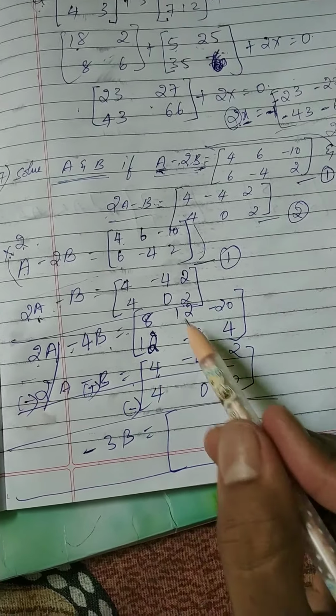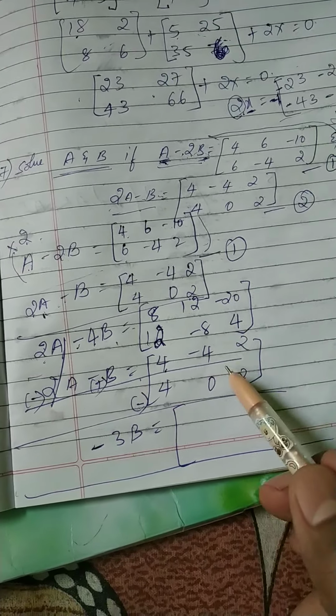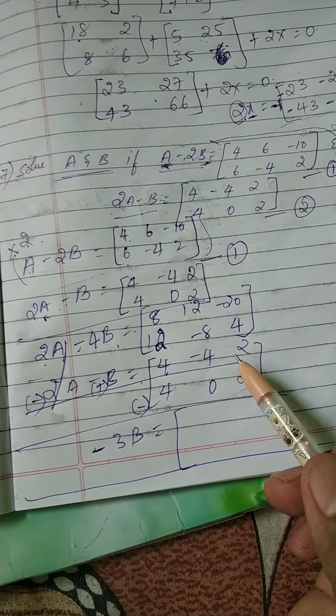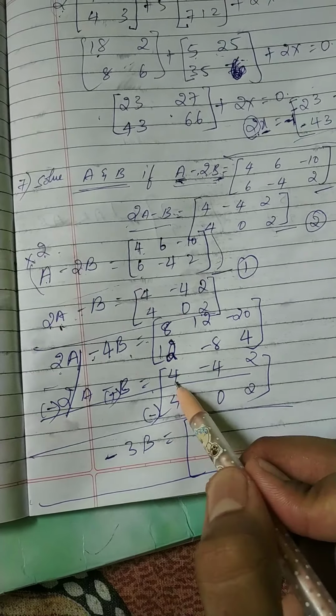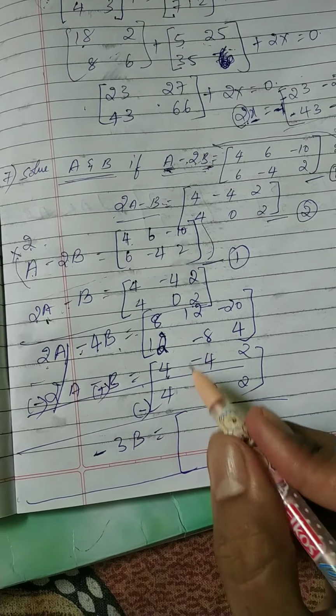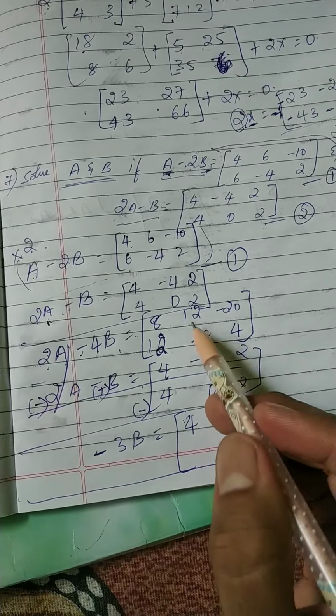The number of rows must be equal to the number of columns in both the matrices. Only then can you subtract; else we can't do that. So now what happens? 8 minus 4. So what is 8 minus 4? 8 minus 4 goes 4.